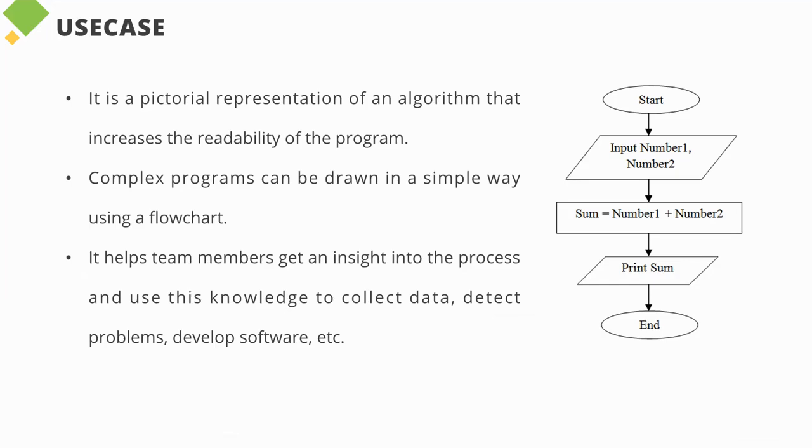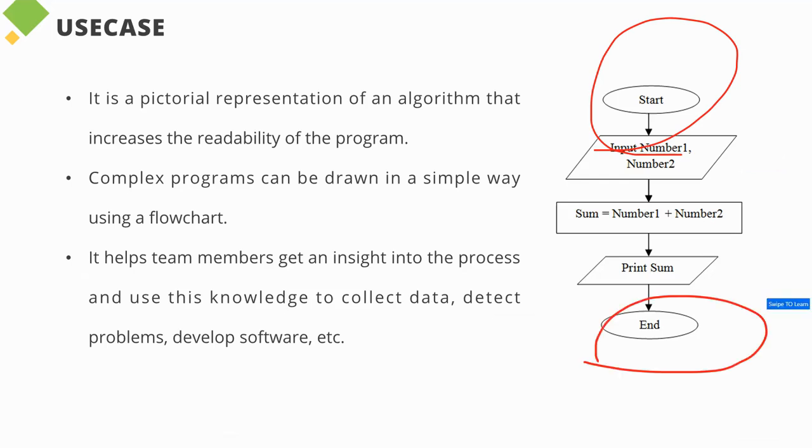As you see here, start and end are very common for any flowchart. Then it reads the input number one, number two, and performs the logic. Here it is adding the two numbers, sum equals number one plus number two, and then printing the sum, and then we are coming out of the flowchart. If you see this, you come to know how we have to use it and come up with this flowchart here.